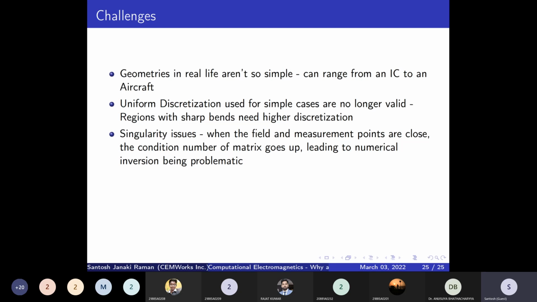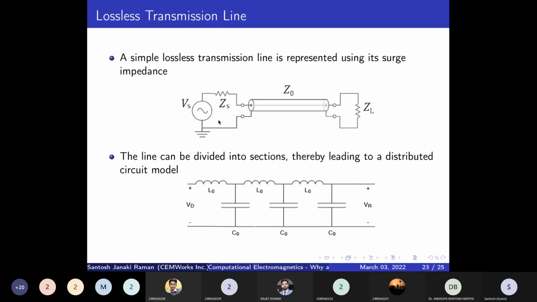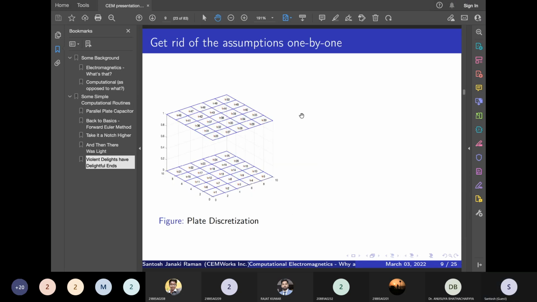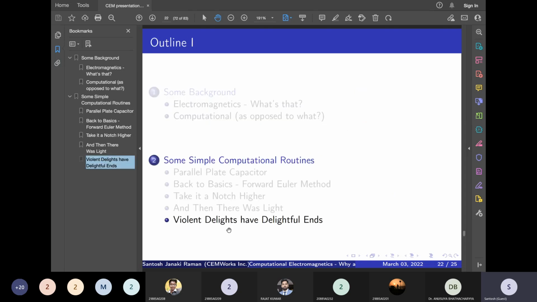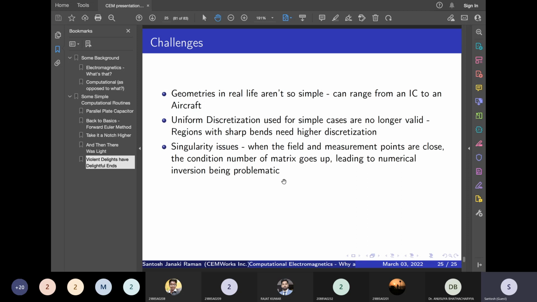And third is singularity issues. That is, when the source and the load points are the same, the denominator, you have something like this, Rij. When i and j are the same, this goes to a very small value. And in such cases, you can have something called singularity. That is, your matrix becomes ill-conditioned, right? In those scenarios, you will have some singularity issues and you should know how to solve them. So that's another challenge that you might face.